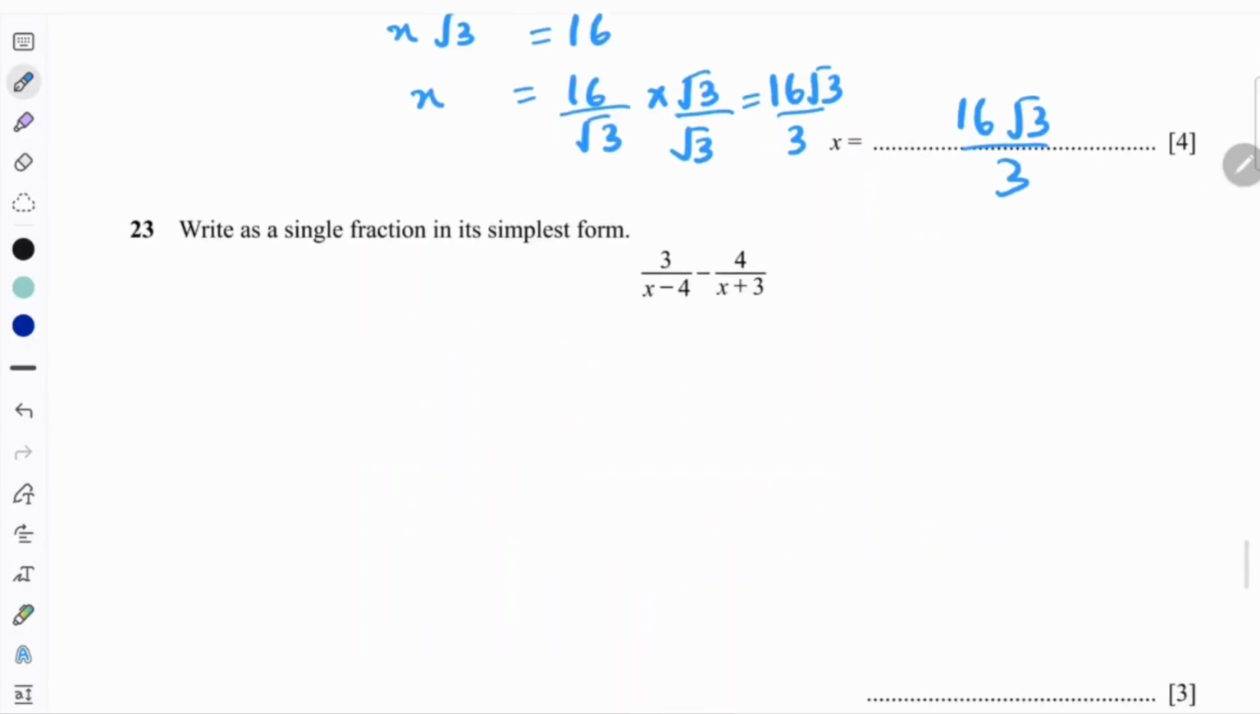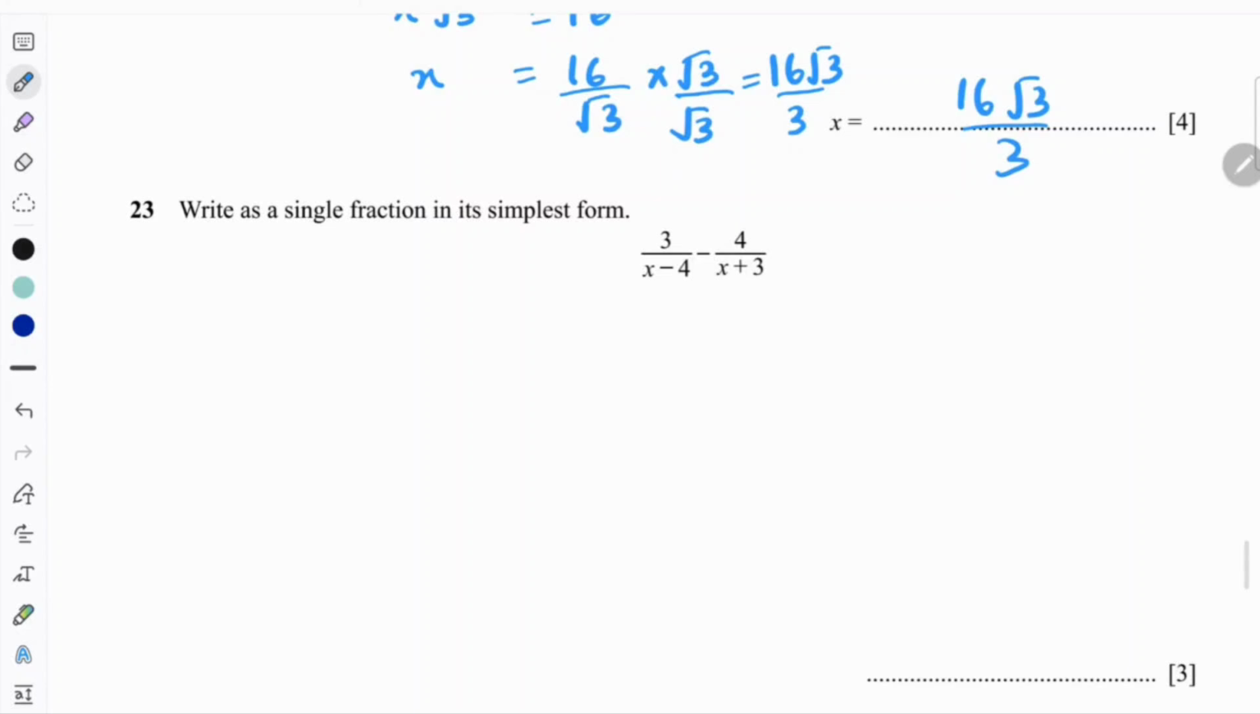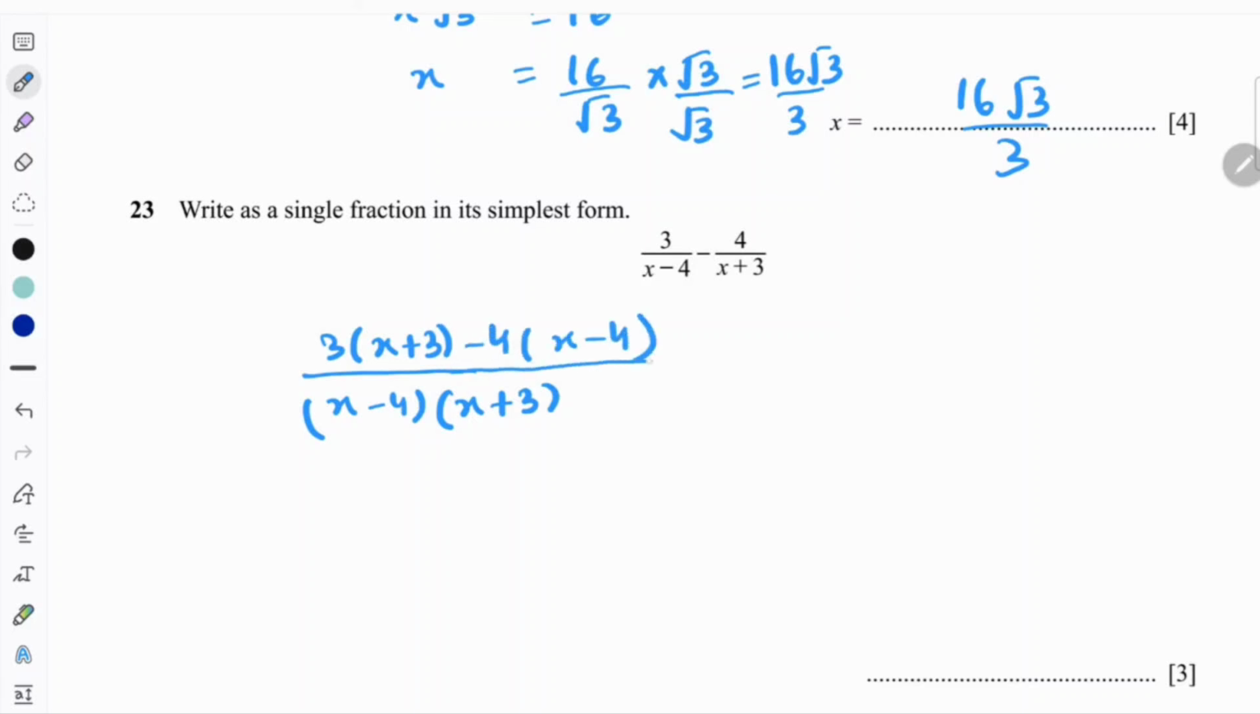Okay, now the next question: write as a single fraction in its simplest form. It's a very easy question. So take out the LCM. LCM will be x minus 4 and x plus 3. So 3 will multiply with x plus 3 and minus 4 will multiply with x minus 4. The common mistake students make is forgetting to multiply minus 4 with minus 4, or using the wrong sign. They make sign mistakes.